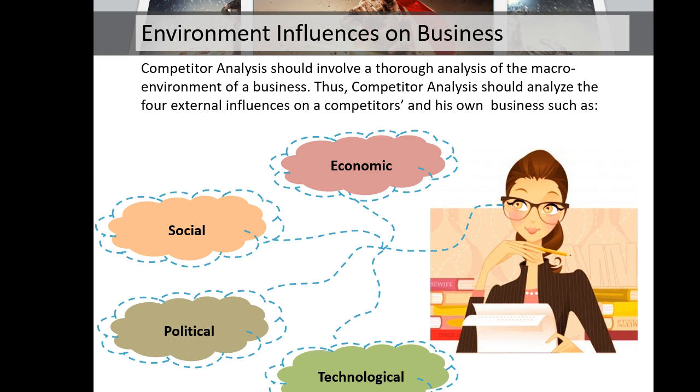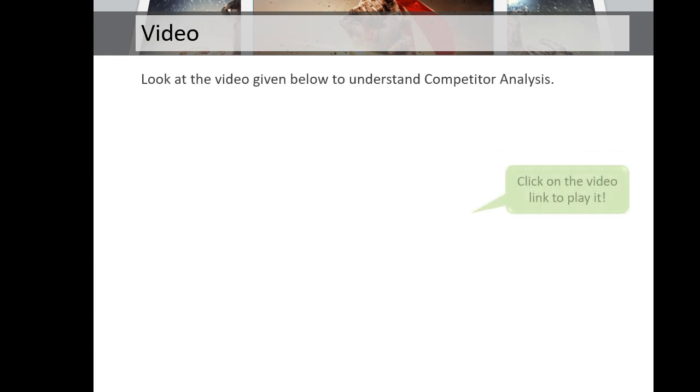So competitor analysis should involve a thorough analysis of the microenvironment of business. So competitor analysis should analyze four external influences on competitors and one's own business. Four. So we have what? Economic, social, political, and technological. So what acronym can we use? We can use STEP. S for social, T for technological, E for economic, P for political. STEP are the four influences on business. STEP is an acronym you can always use to remember: social, technological, economic, and political.